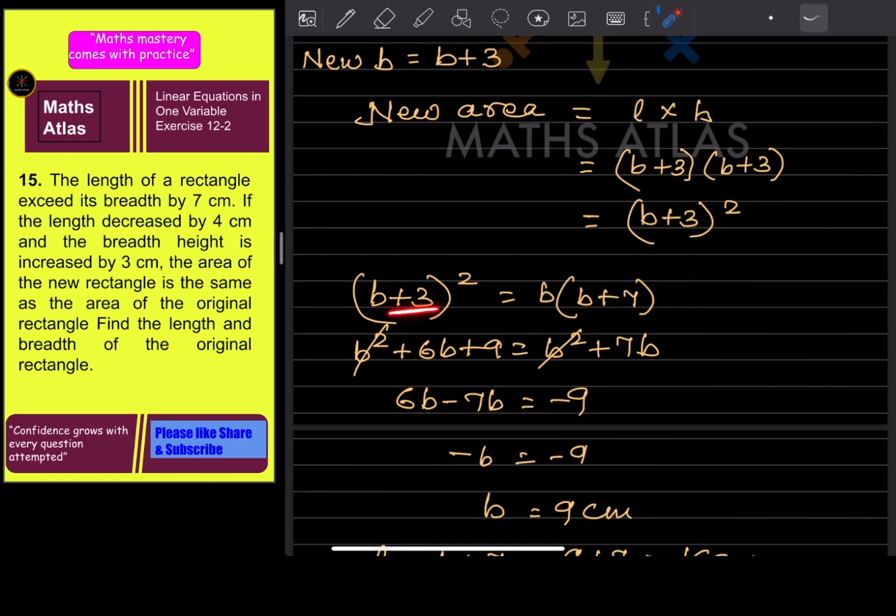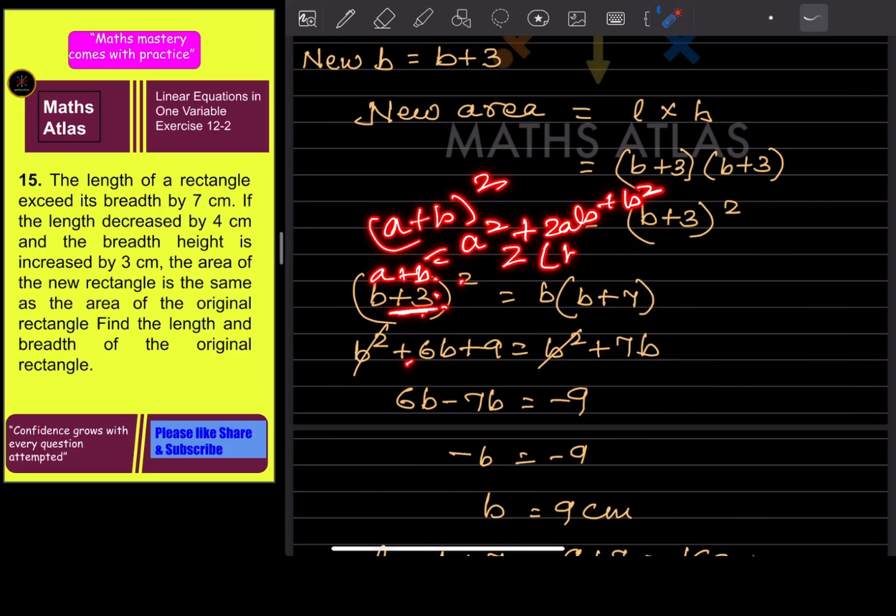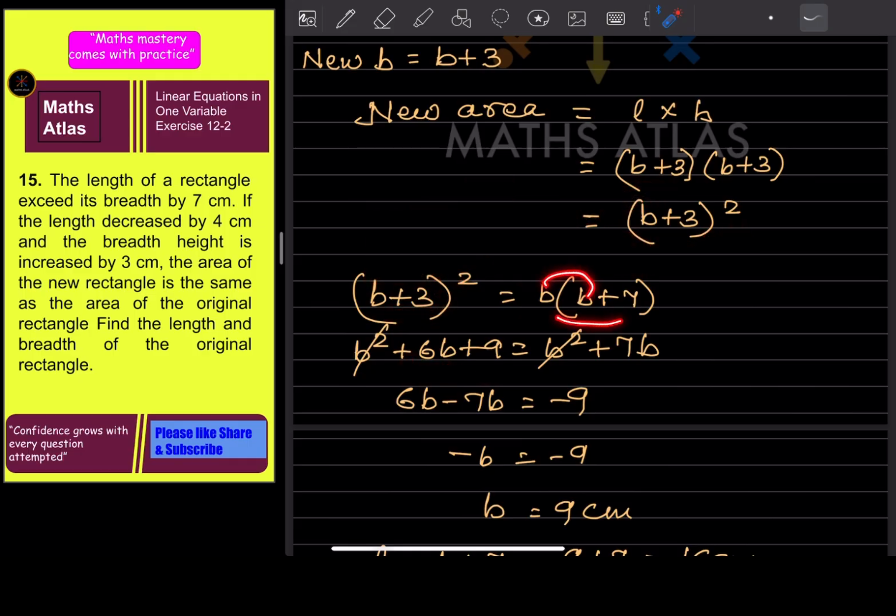You are going to expand this one. B plus 3 means, A plus B whole bracket square, that is A square plus 2AB plus B square. So this is A and this is B, the square of it. So B square plus 2AB means 2 into B into 3 plus 3 square. So this is going to be 6B plus 9. And this is going to be B square plus 7B.